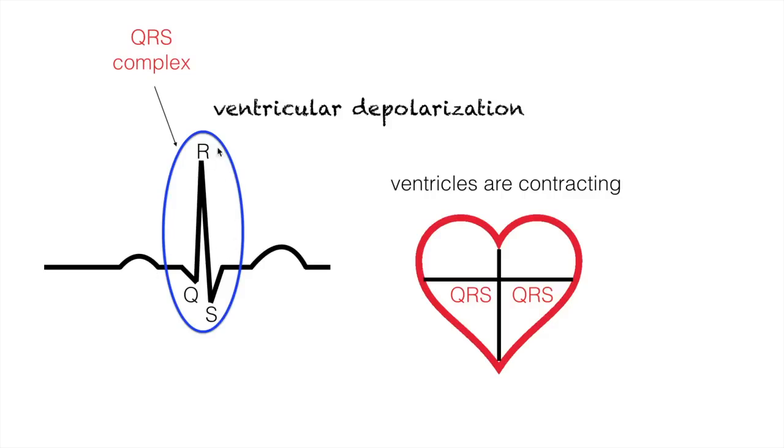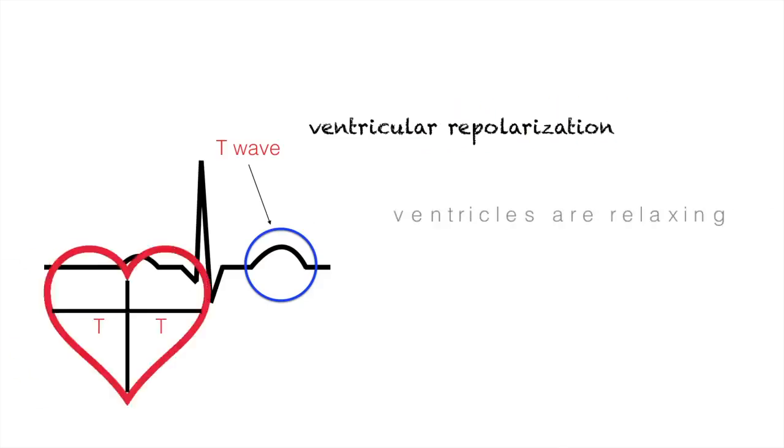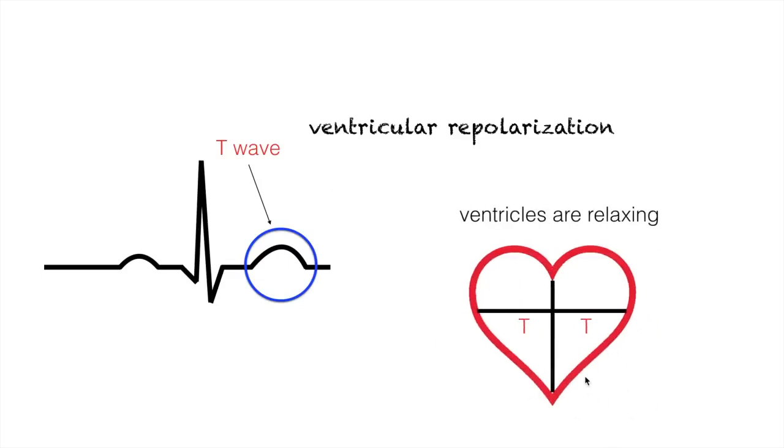If you look at the diagram right here, the QRS complex kind of looks like an inverted V. So V for ventricles. When you see a QRS complex, think about ventricular depolarization. So lastly, we have the T wave. The T wave represents ventricular repolarization. This is when the ventricles are relaxing. Keep in mind that every depolarization is always followed by repolarization, so every contraction will be followed by relaxation.